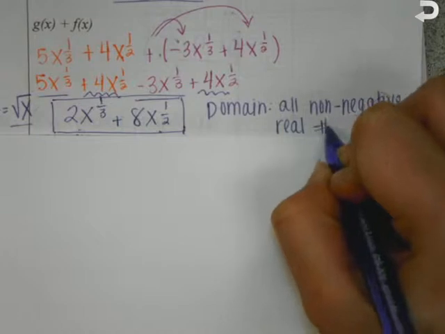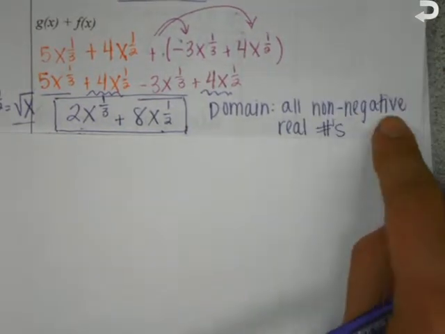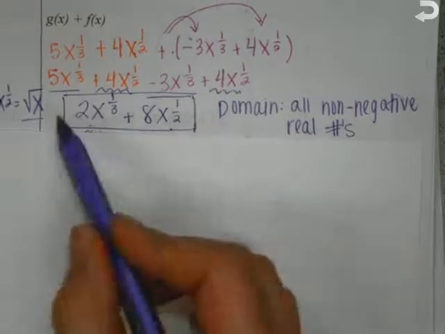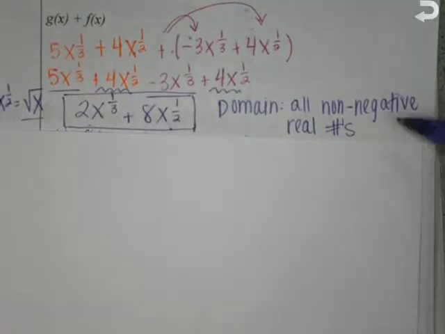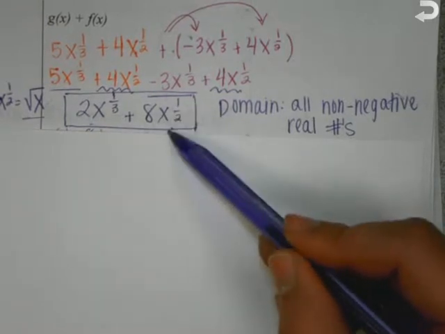Okay, the reason why we say non-negative instead of just positive is because we have to include 0 as well. 0 is not a positive or a negative number. So we just say just not the negative ones. We can plug anything else in for x and we'll be fine. We just can't plug in a negative number because I can't take a square root of a negative. Okay.